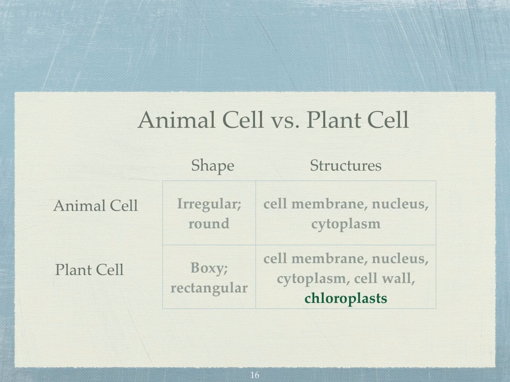Another key difference between a plant cell and an animal cell is the structures each cell contains. Plant and animal cells contain cytoplasm, a nucleus, and a cell membrane. But plants also have chloroplasts and a cell wall.